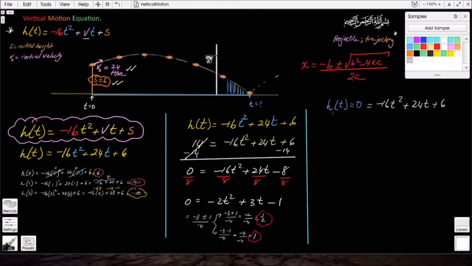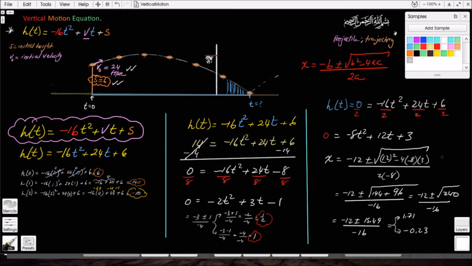Again, we're going to use the quadratic formula. In this case I can't divide by 8, but I certainly can divide everything by 2 to make my life a little easier. So 0 equals negative 8t squared plus 12t plus 3. Then I use the quadratic formula again. And when you solve this out, like I've done over here, patiently, you get 2 answers, 1.71 and negative 0.23.